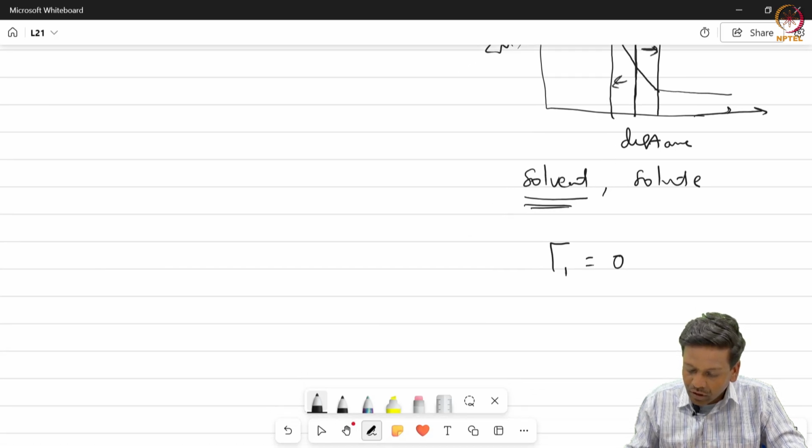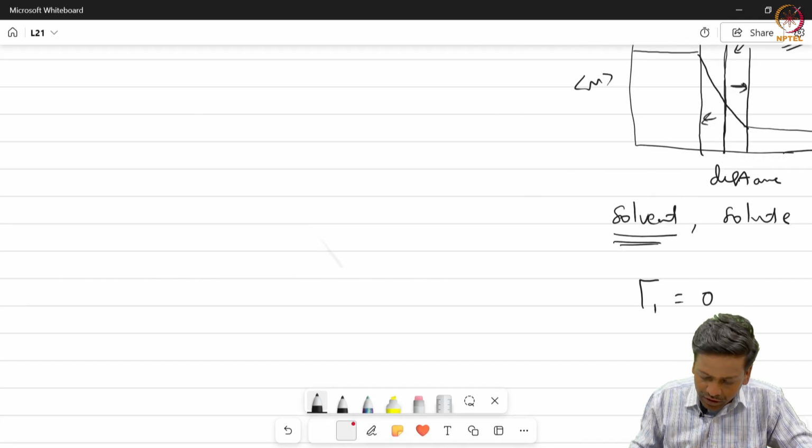So that is the idea of using this Gibbs dividing plane concept. We are going to look at the Gibbs adsorption isotherm, and we will come back to this graph again and see how we can make use of the Gibbs adsorption isotherm, at least for a binary mixture, to easily determine the surface excess by knowing information such as surface tension and concentration.